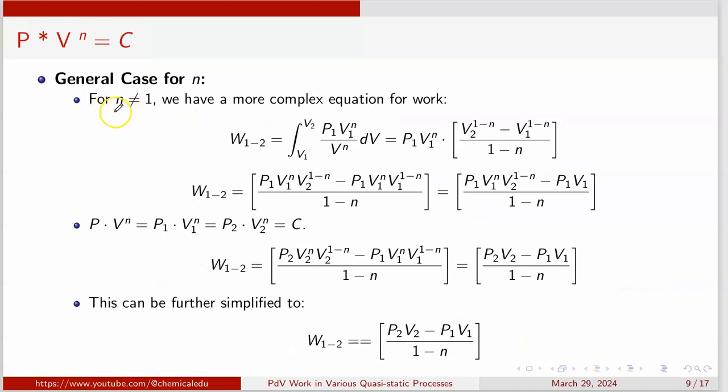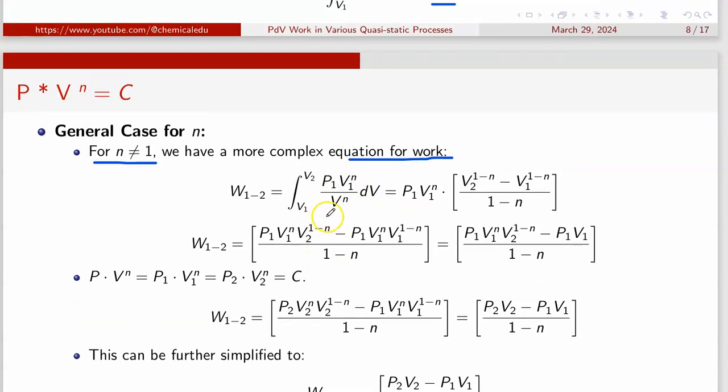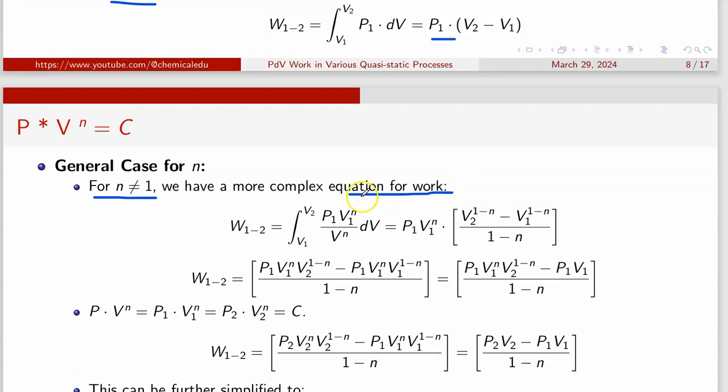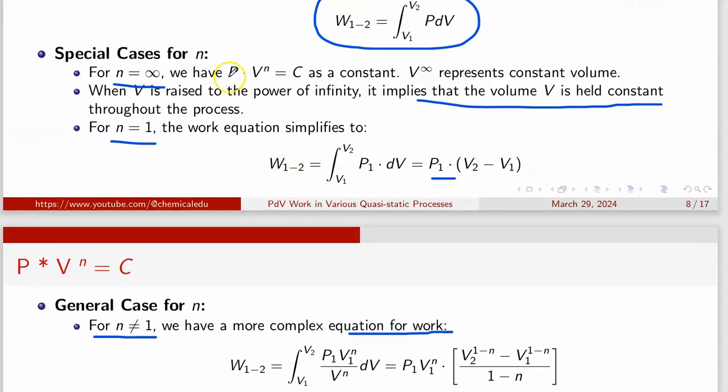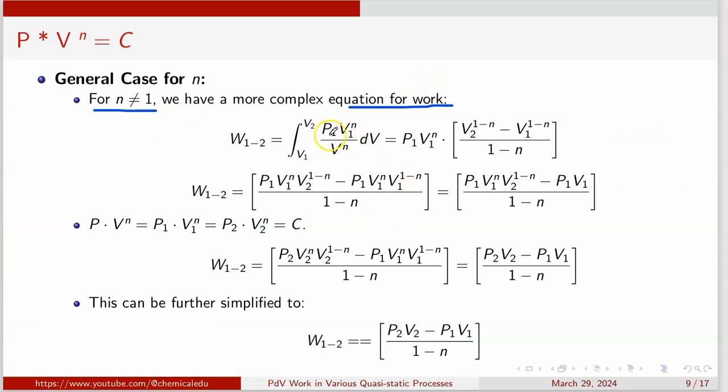Next, in the general case, when n is not equal to 1, we have a more complex equation for the work. Here the integrand is P1V1 to the power n by V to the power n, with dV. We can change P to P1V1 to the power n by V to the power n. Now P1V1 to the power n comes out, and it becomes the integral of dV by V to the power n. If we integrate, we get (V2 to the power 1 minus n minus V1 to the power 1 minus n) by 1 minus n.